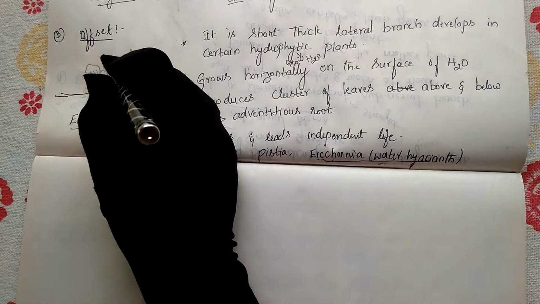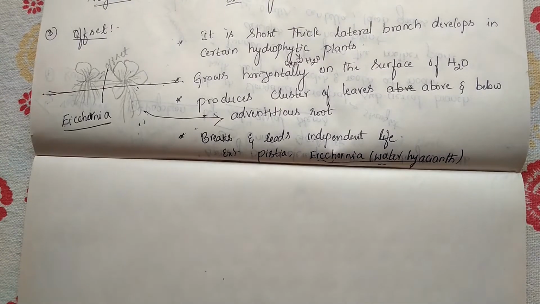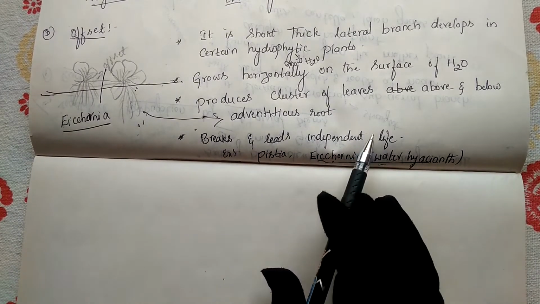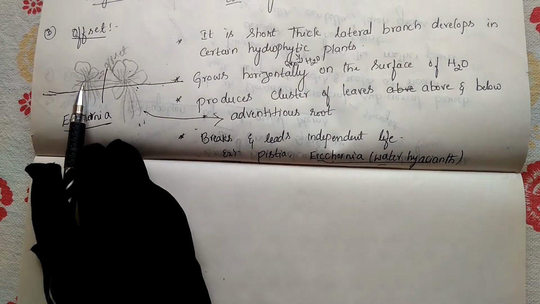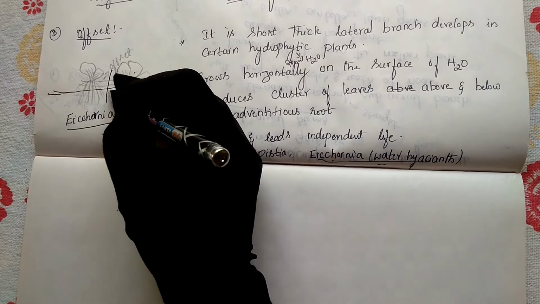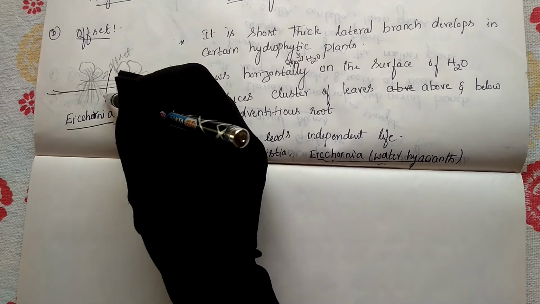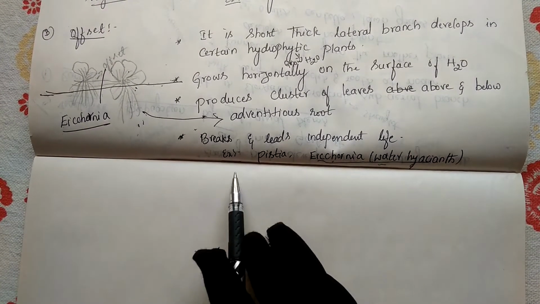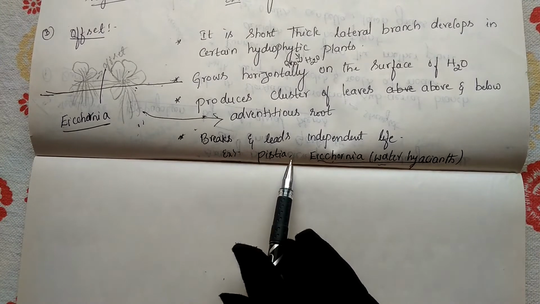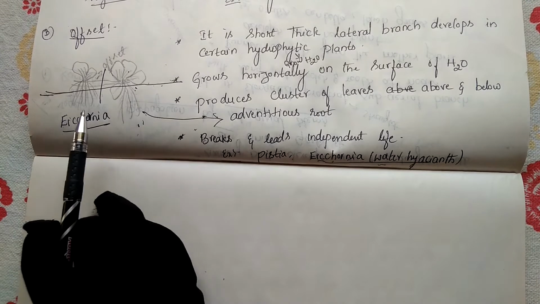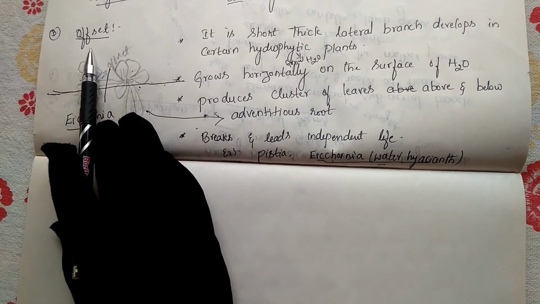When this offset gets detached, or it may decompose, each part will develop into a new individual and lead an independent life. It may get separated or break, and each part will develop into a new independent plant. Examples of offset are Pistia or Eichhornia. We have taken Eichhornia, that is water hyacinth, to explain the offset.